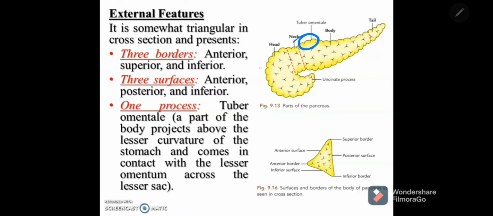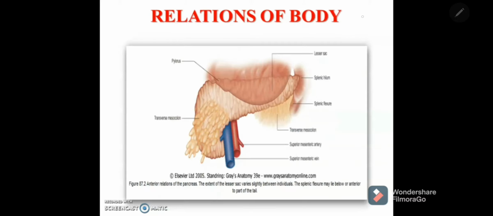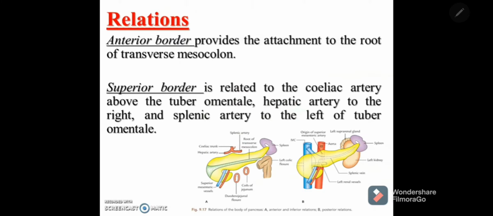Here the tuber omentale, just above the tuber omentale you will see the celiac trunk. So in the body, the anterosuperior and anteroinferior surfaces are peritoneal, the posterior surface is non-peritoneal. The anterosuperior surface is related to the lesser sac. You can see the lesser sac here, whereas the anteroinferior surface is related to the peritoneum of the greater sac, whereas the posterior surface of the body of the pancreas is non-peritoneal.